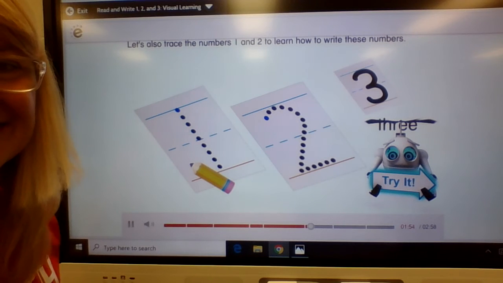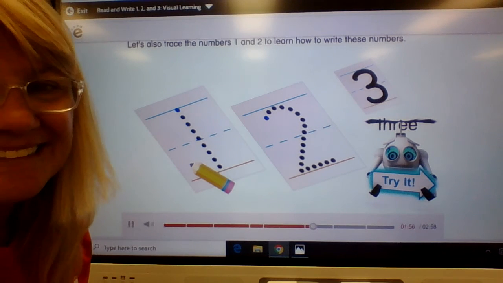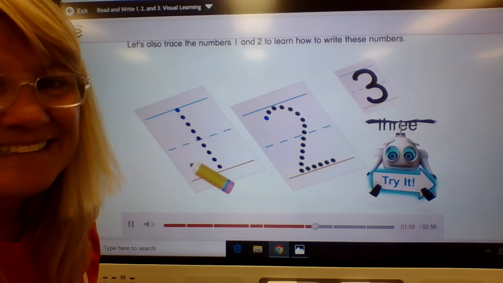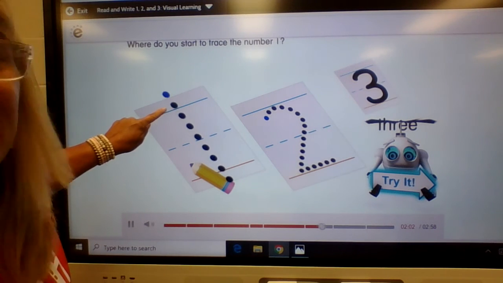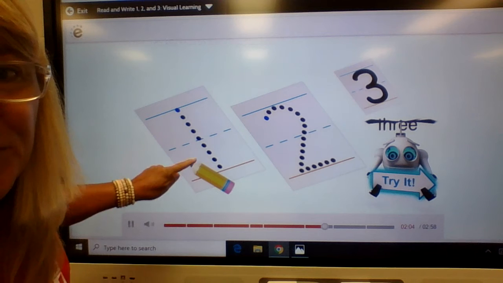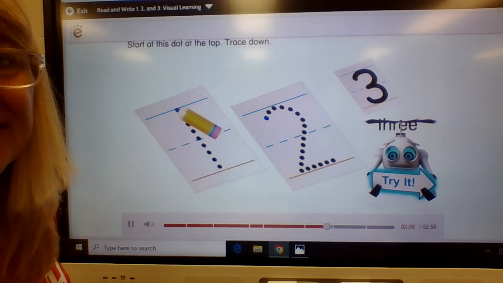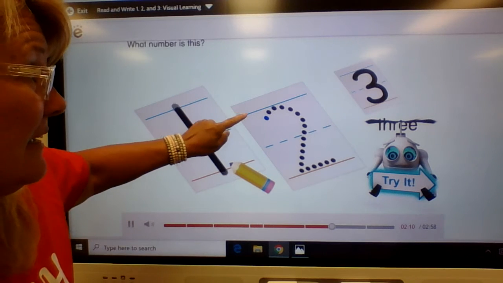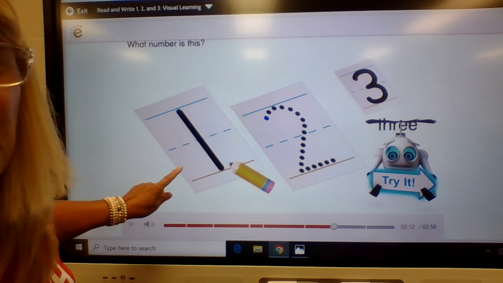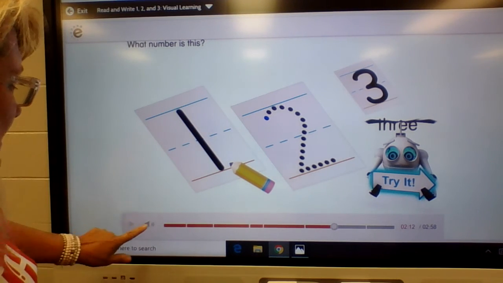Let's also trace the numbers 1 and 2 to learn how to write these numbers. Where do you start to trace the number 1? There's that blue dot again. Start at this dot at the top. Trace straight down. That's it for number 1. What number is this? That's number 1. Let's go ahead and do number 2 now.